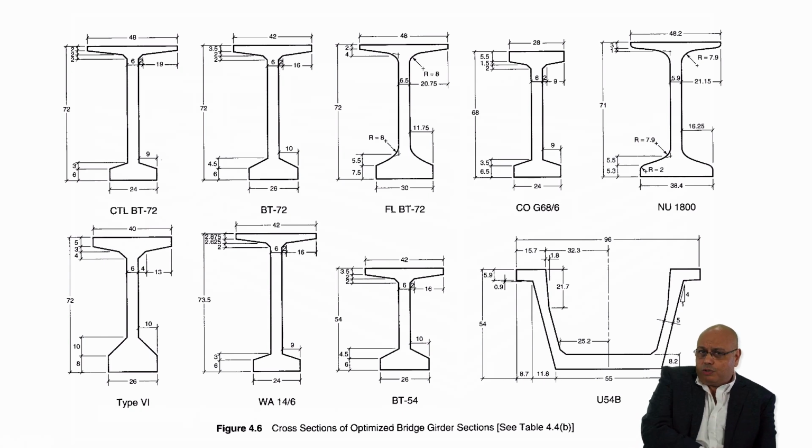The AASHTO type girders are not just one type. There are several types, Type I, Type II, Type III, and so on. And you will be designing that. So why I'm saying this is different than reinforced concrete, and I'm going to explain exactly the difference between reinforced concrete versus prestressed concrete.